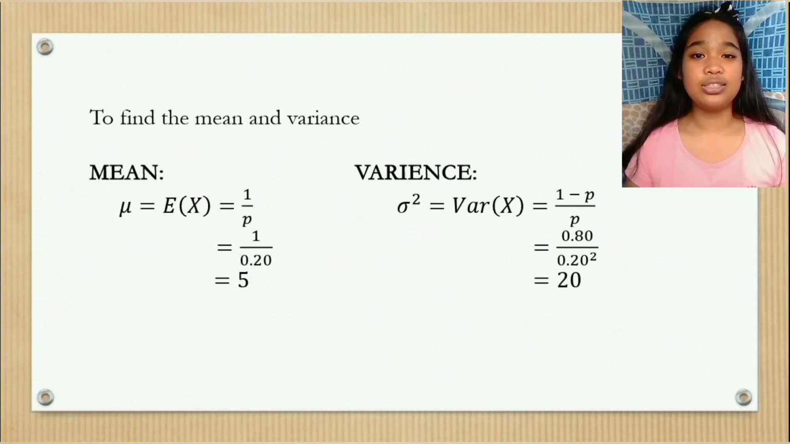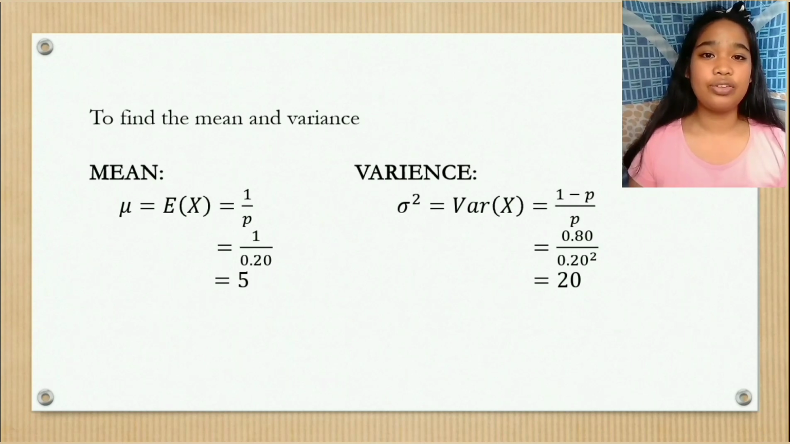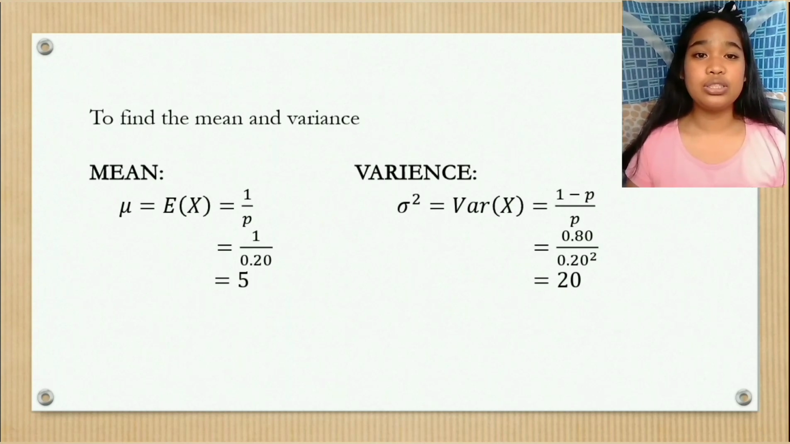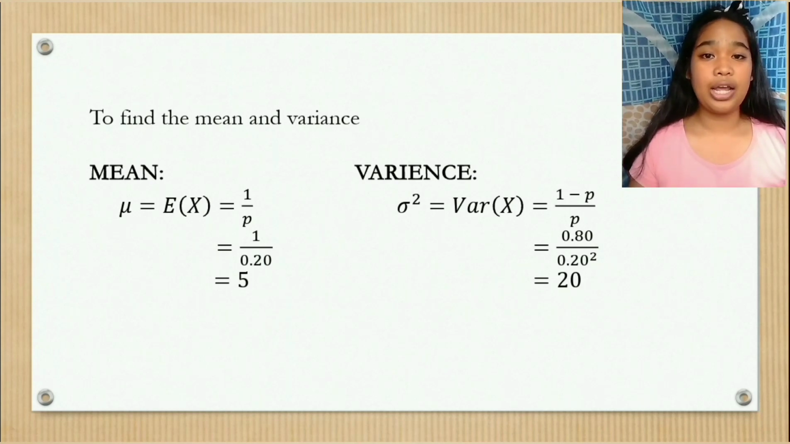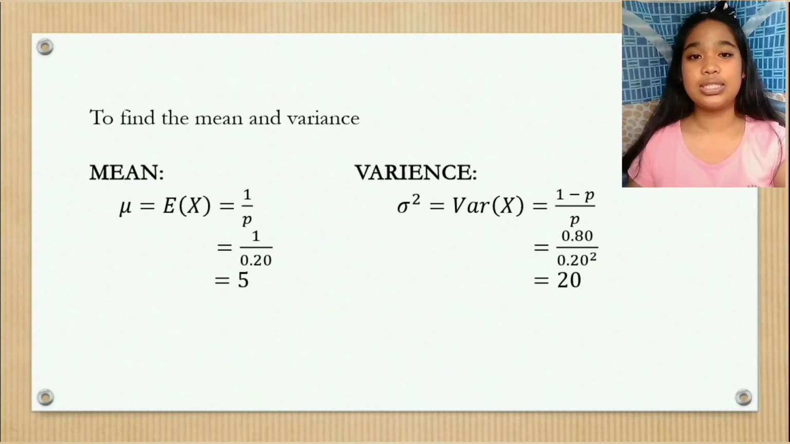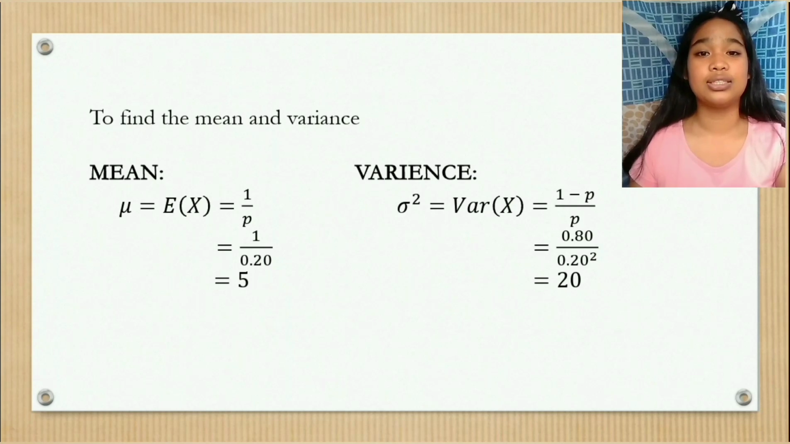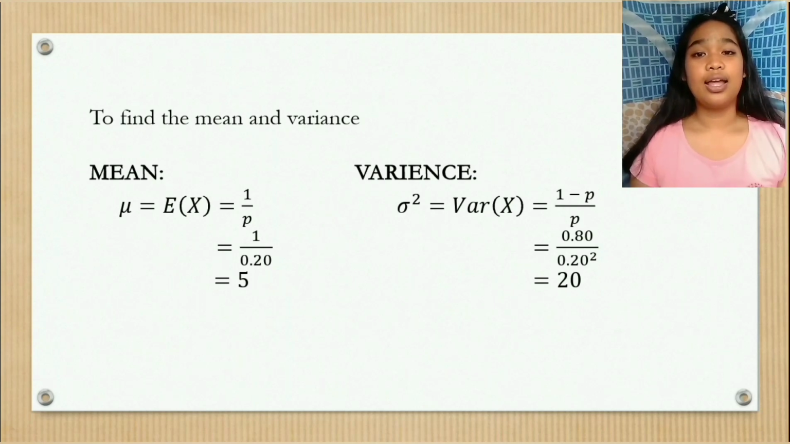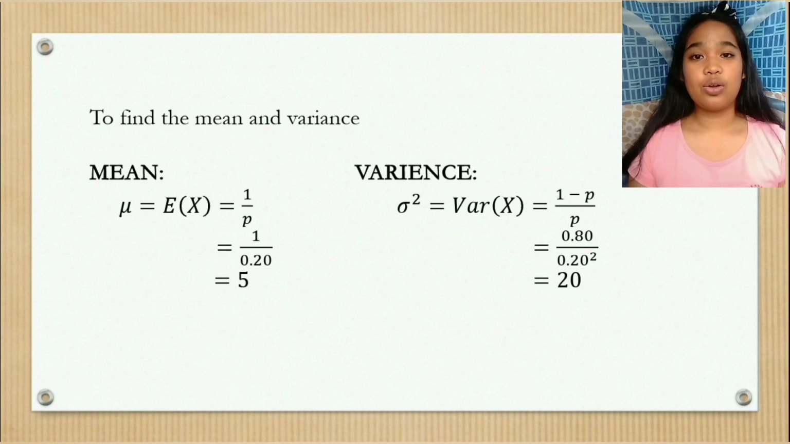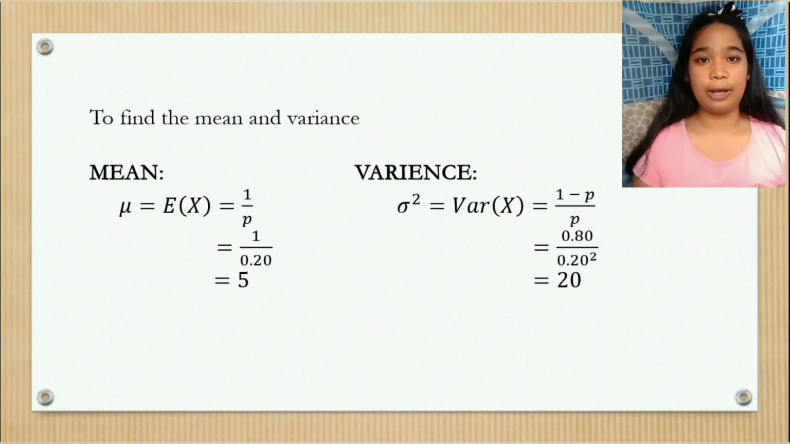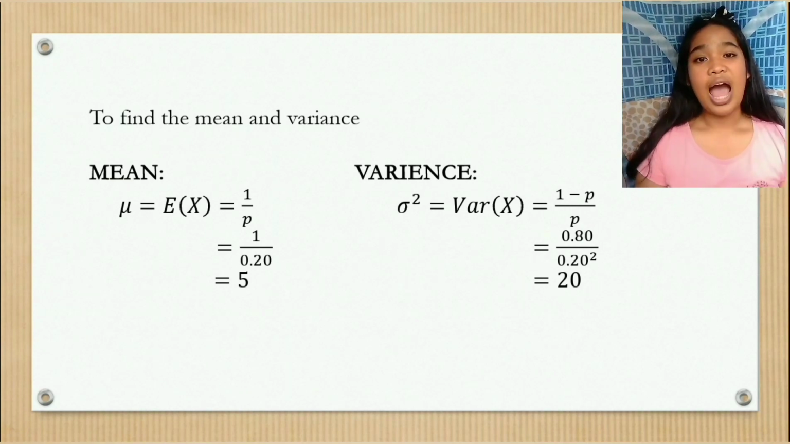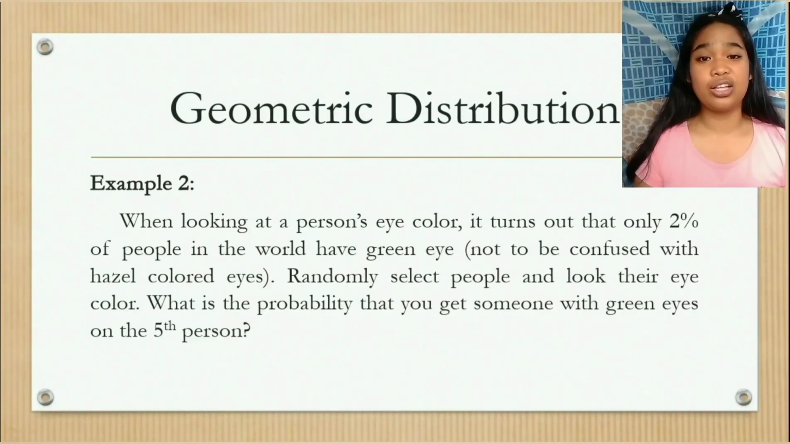Then to find the variance, using the formula of the variance, sigma squared equals variance of x equals (1 minus p) divided by p squared, where p is still the probability of success. Then it equals 0.80 divided by 0.20 raised to 2, which equals 20. Another example for geometric distribution.